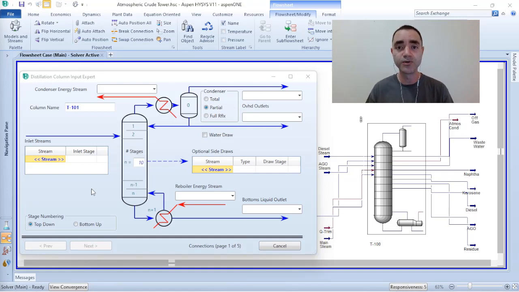Here on my screen, you can see the Aspen HYSYS. So I will use the Aspen HYSYS to make it easier to illustrate what I have to teach or to share with you today.